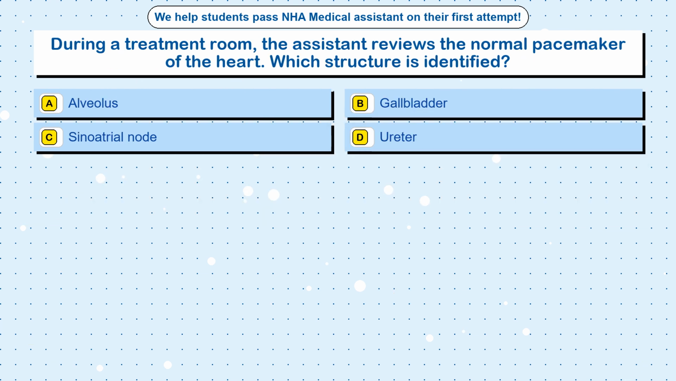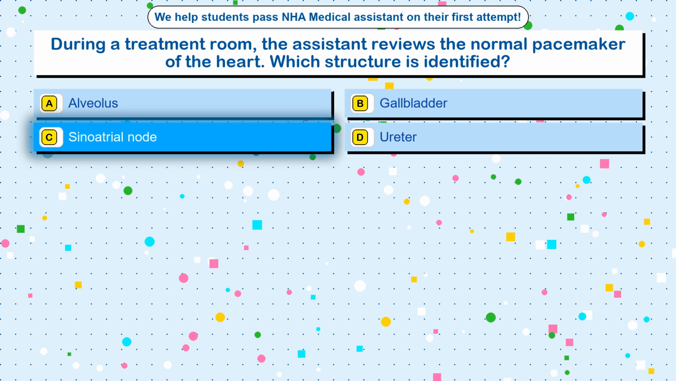Question 2. During a treatment room, the assistant reviews the normal pacemaker of the heart. Which structure is identified? Option A, alveolus. Option B, gallbladder. Option C, sinoatrial node. Option D, ureter. The correct answer is option C, sinoatrial node.